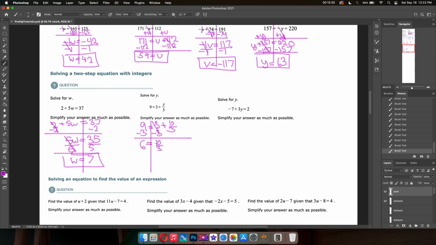And we're going to remind ourselves that a fraction is actually division. And because it's division, the opposite of that is multiplication. So times 3, times 3. Y equals 6 times 3, which is 18.